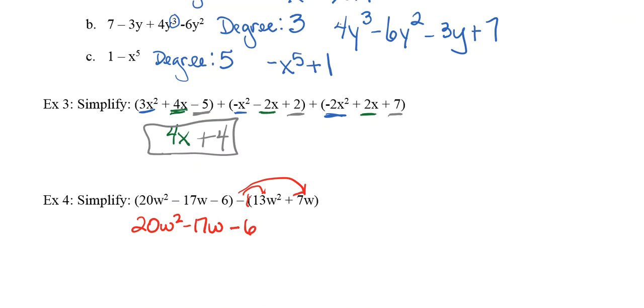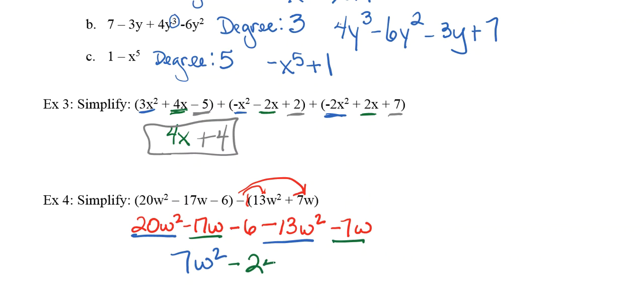Now I'm going to distribute. Negative 1 times 13 is negative 13w squared. Negative 1 times 7w is a negative 7w. So what you should notice is that when you are subtracting an expression, all of the signs in the parentheses should change to their opposites. Now again, I'm going to look for like terms. 20w squared minus 13w squared is 7w squared. Negative 17w minus 7w is negative 24w. My 6 is the only constant, so I just minus 6, and that ends up being that trinomial.